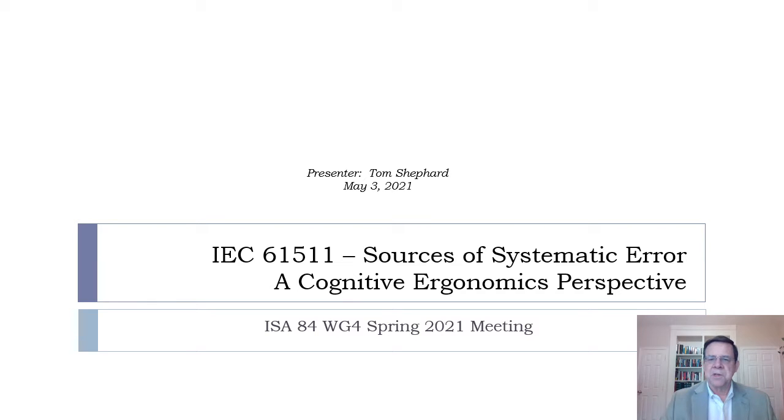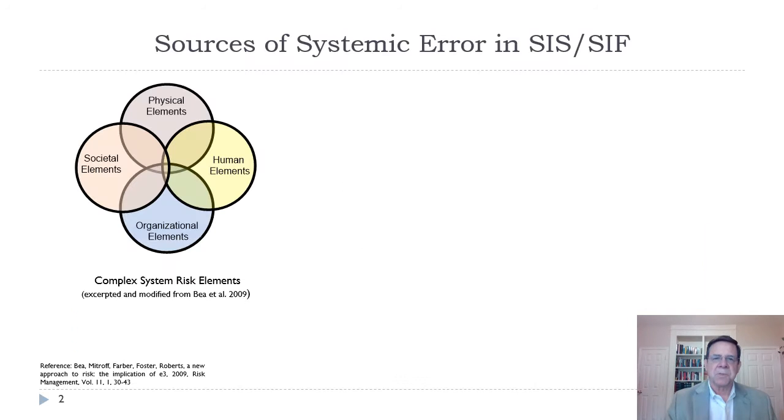Hello and welcome to the presentation, Sources of Systematic Error, a Cognitive Ergonomics Perspective. We'll be talking about systematic errors in safety instrumented systems and SIFs. Here the image on the left is the frame we're going to be using.